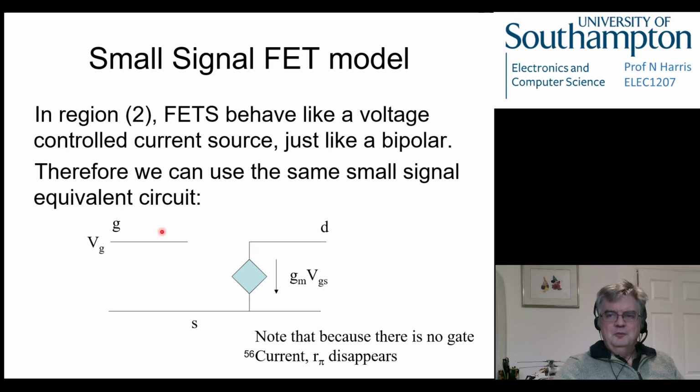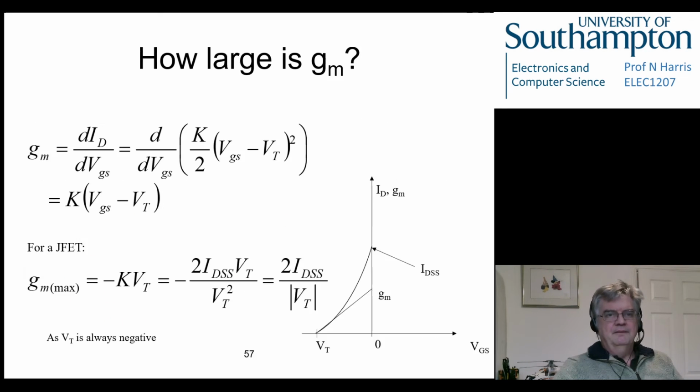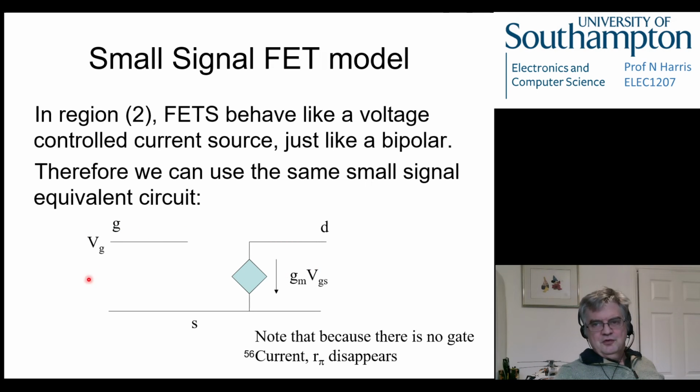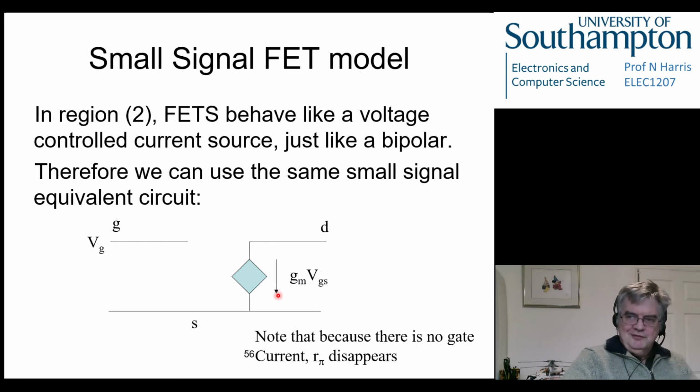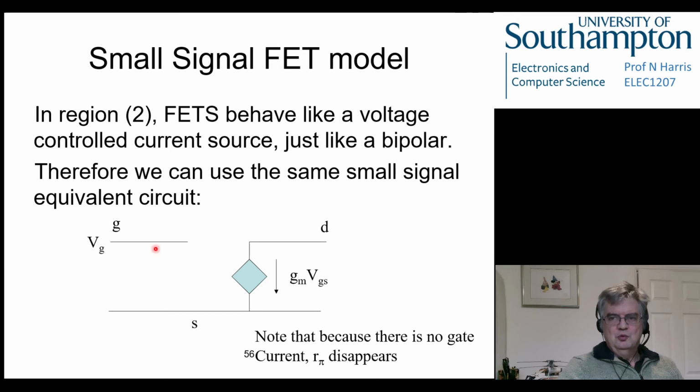So from complexity we get simplicity, which is good. How large is gm? gm is obviously an important parameter. It's what dictates the performance of this circuit, because the output current is related to the input voltage multiplied by this term here. And so for a good amplifier, intuitively we'd like gm to be big, please, because then we get a lot of current for a small change in voltage.